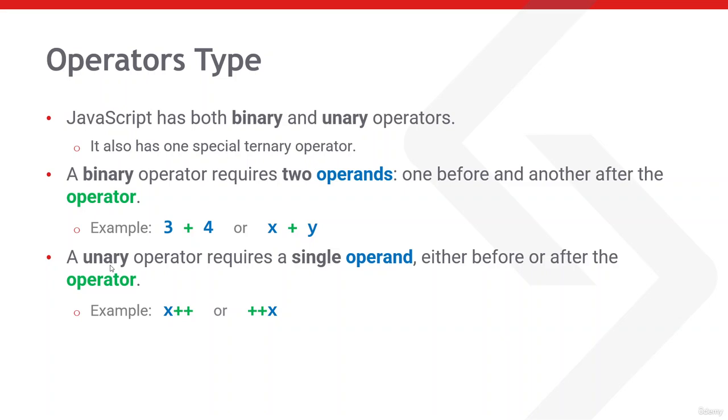And the unary operator requires only one single operand. The most used one is when we do x++, which is the same as doing x + 1, as we are going to take a quick look.